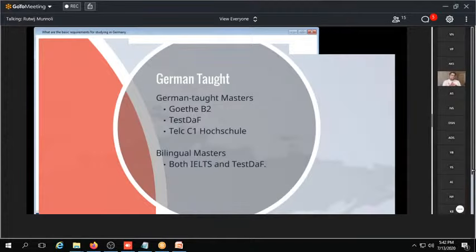There is one more option that I would recommend, which is the bilingual master's program, where you can study programs in two languages, meaning English as well as German. Many study programs are dual language programs. That means you will be required to prove your language proficiency in German as well as in English or another language as specified there. In this case, you will ideally have to take both IELTS and the TestDaF exam for a bilingual master's program.